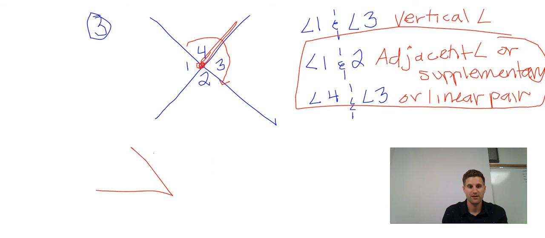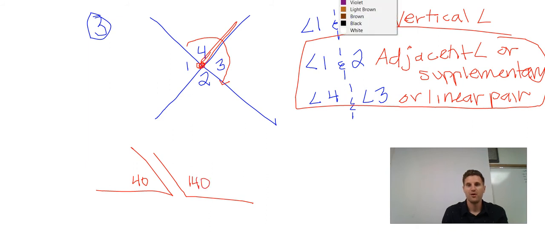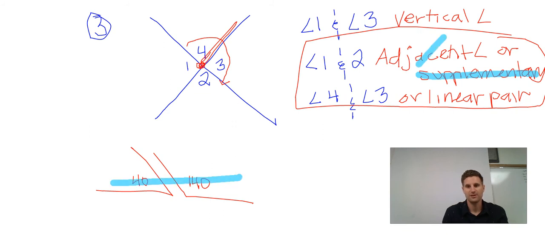This right here, if I said 40 and 140, that would only be supplementary. They would not be adjacent and they would not be a linear pair. Let's go for maybe two more.